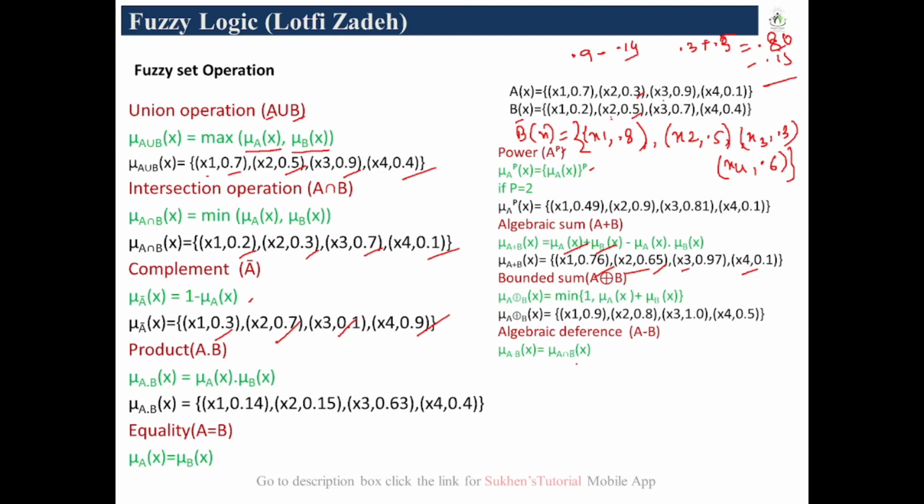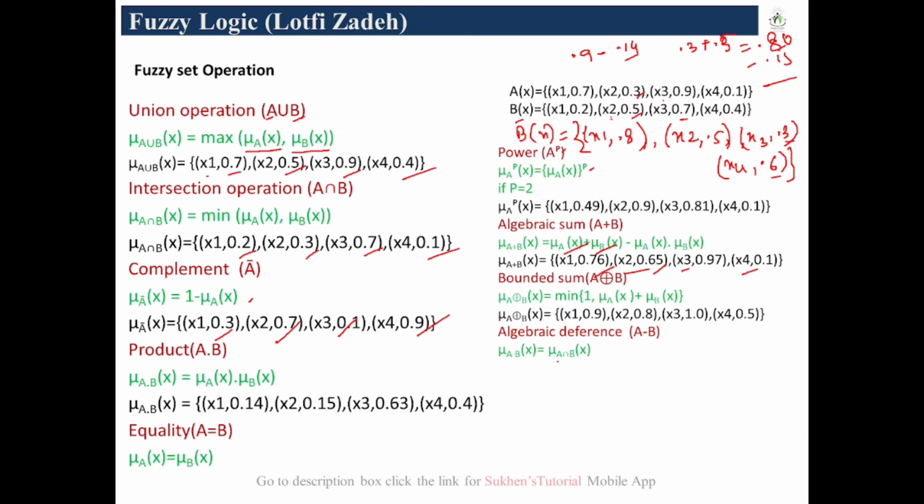So how do we find B complement? The B complement formula is 1 minus mu of Bx. That means for x1, 1 minus 0.2 means 0.8, 1 minus 0.5 means 0.5, 1 minus 0.7 means 0.3, 1 minus 0.4 means 0.6. So this is the complement of set B.